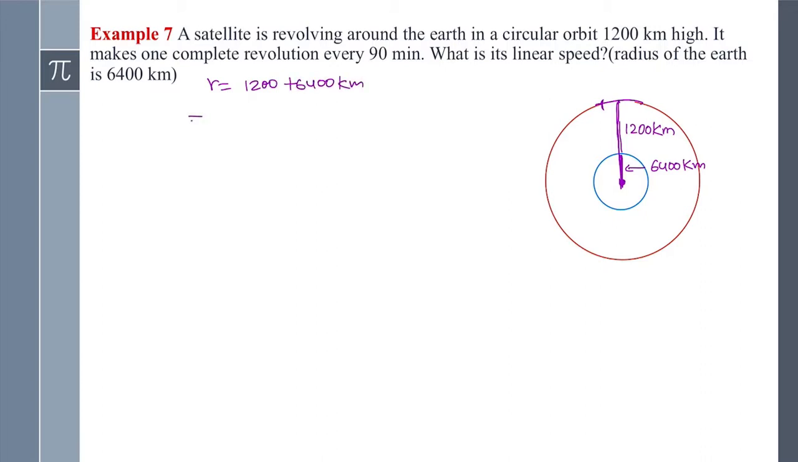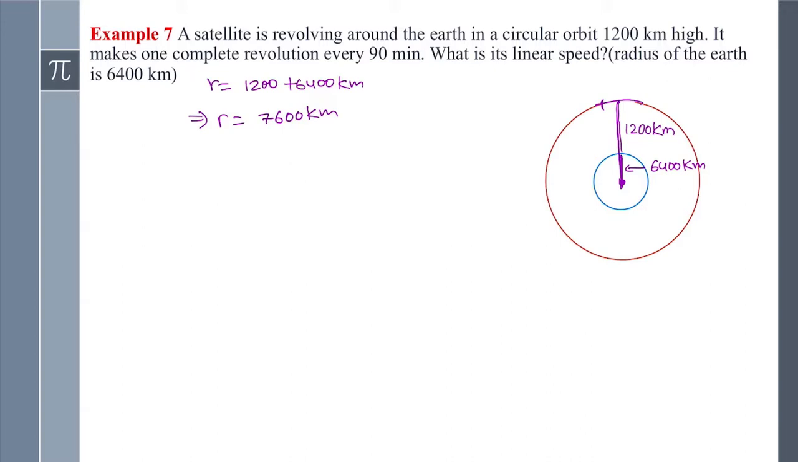If we add 1200 plus 6400, how much is that? 7600 kilometers. So that is the radius.